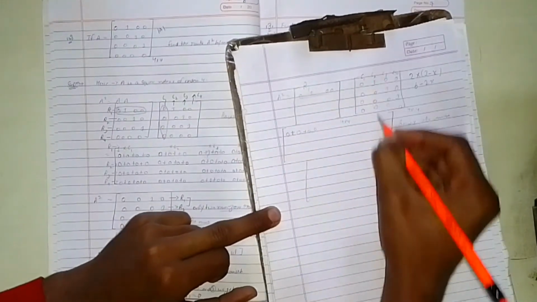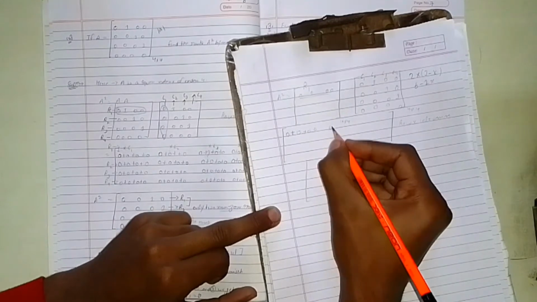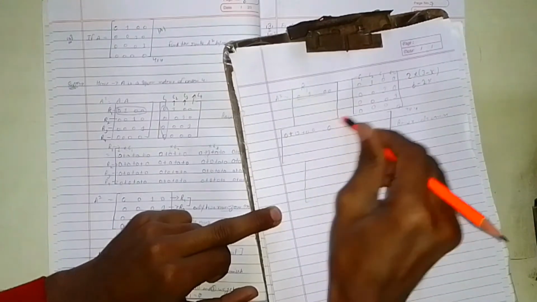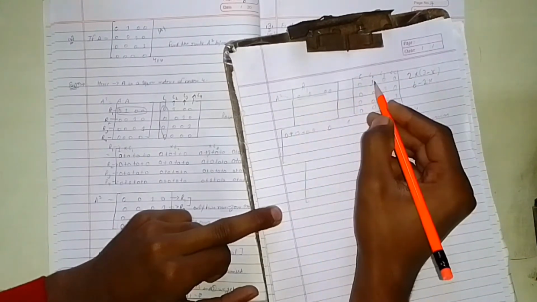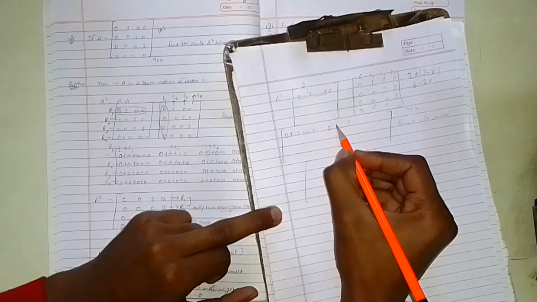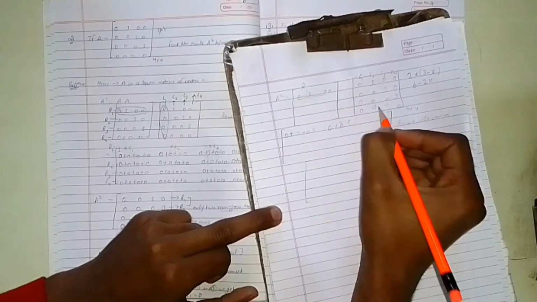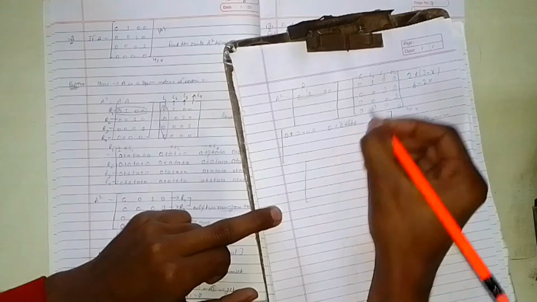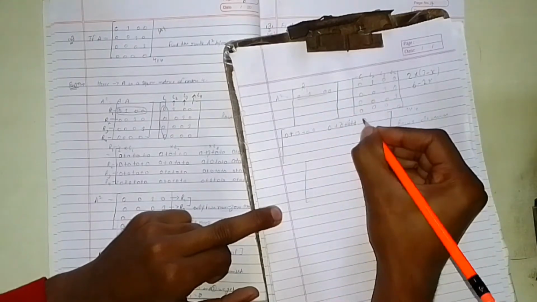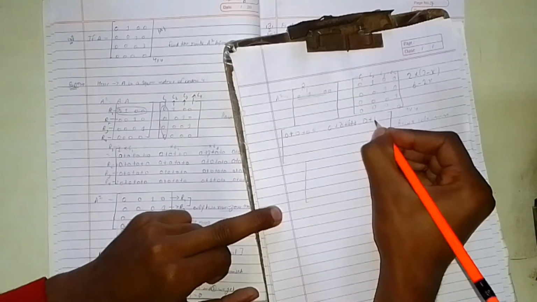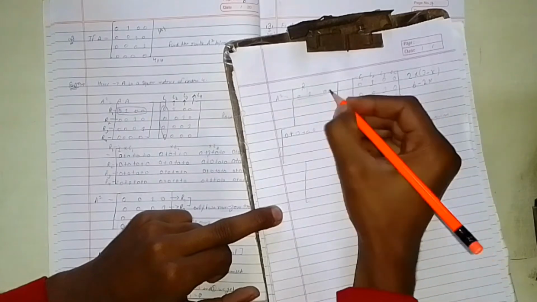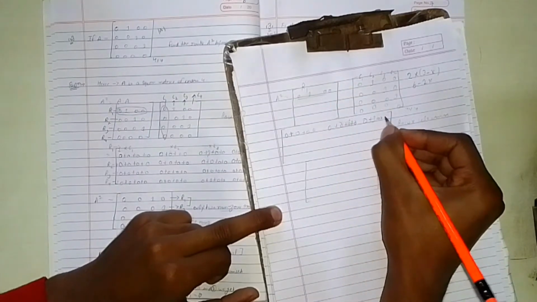Now first row with second column. 0 into 1, that is 0. 0 into 1, that is 0. 1 into 0, that is 0. 0 into 0, 0. So here are also zeros. 0 into 0, that is 0. 1 into 1, that is 1. 0 into 0, 0. 0 into 0, 0. So here I also write 0 into 0.